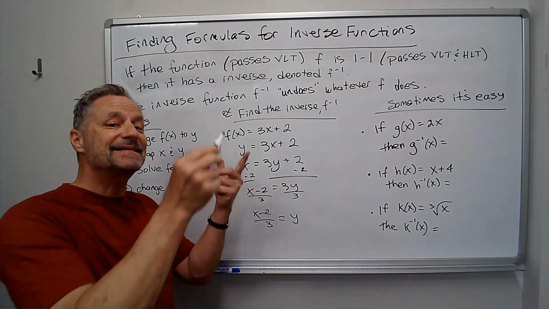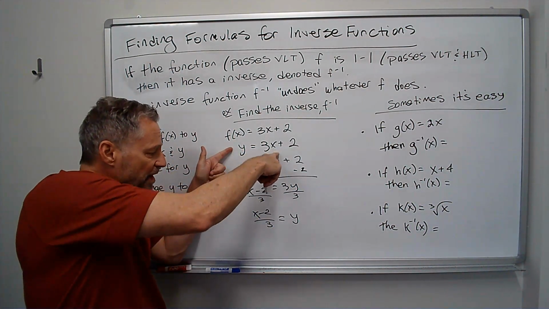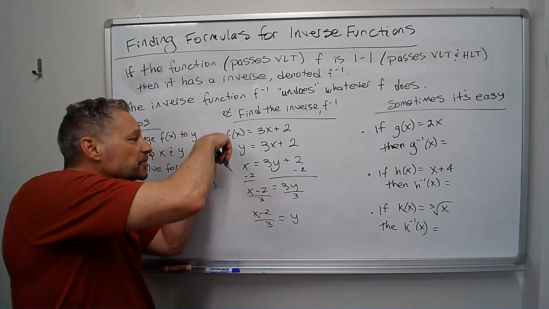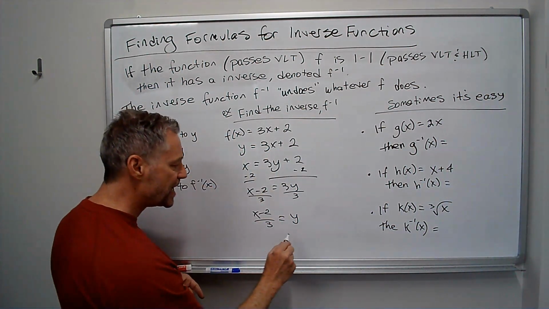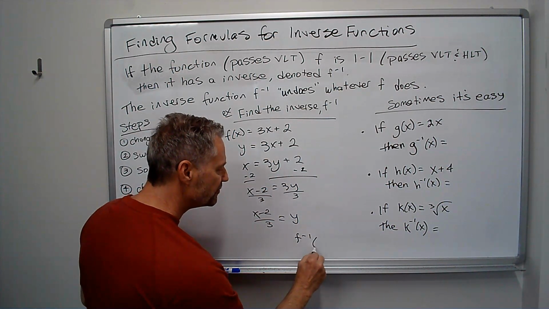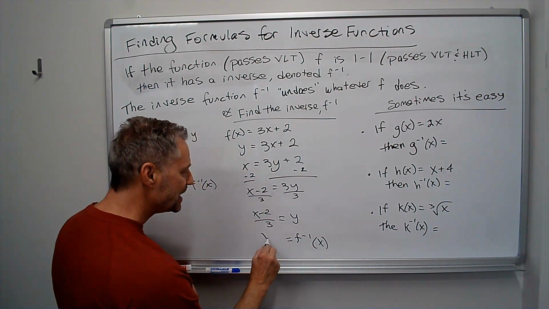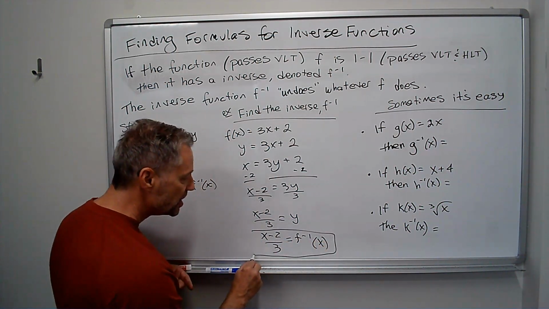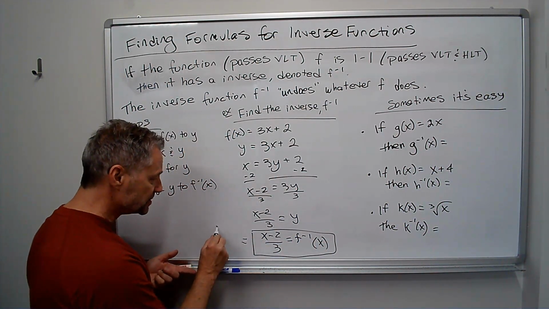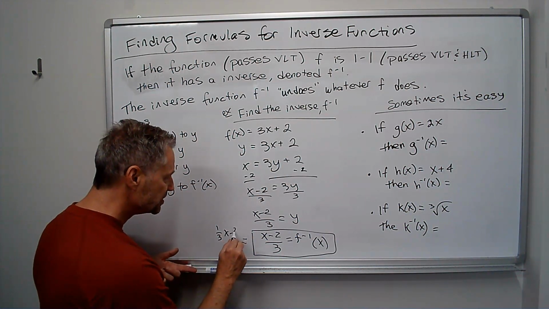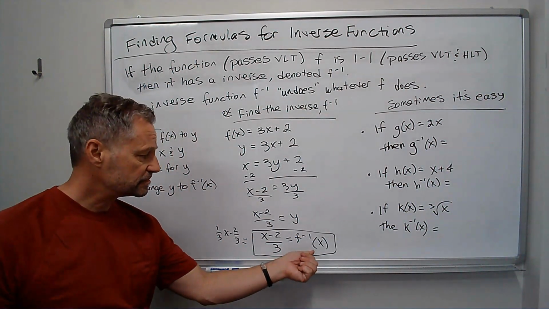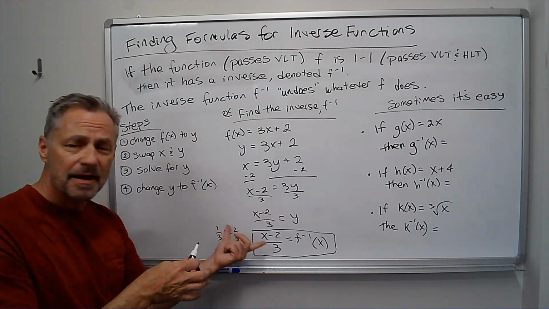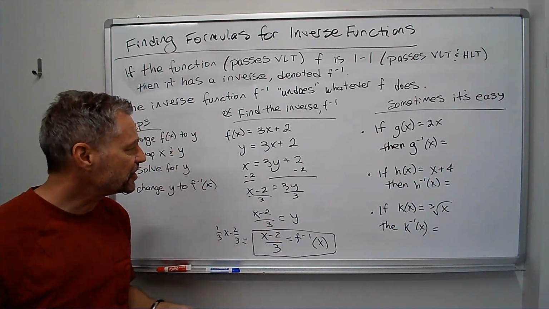Now that's not the same y as before. It's not this y. Notice it's completely different, because this one was the function and this one's the inverse. So now replace that with f inverse of x, and I've got my inverse function. That's the answer. If you want to get fancy, you can write that as 1/3 x minus 2/3 equals f inverse of x, but you don't have to. In my class, if you stop there, you're fine.